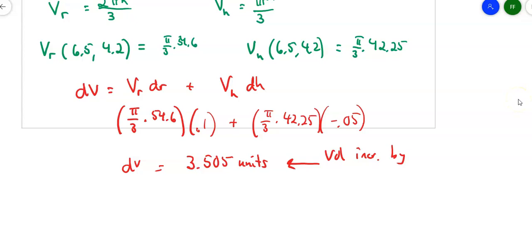The height decreases, the radius increases, and overall the volume increases because the volume is more dependent on the radius than it is on the height, right? The r is squared in there. So the radius has a bigger impact on the volume than the height does. So the height goes down a little bit, the radius goes up more, and it has a bigger impact in the formula. So overall, we estimate that the volume increases by about 3.5 units. And that's the end of this section.